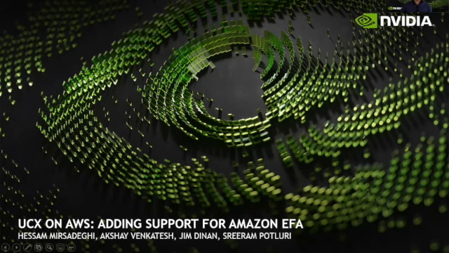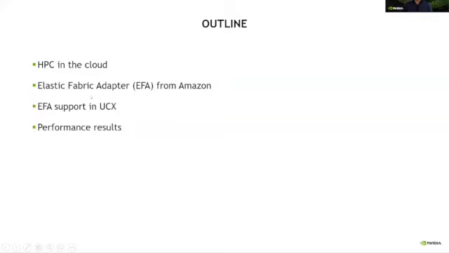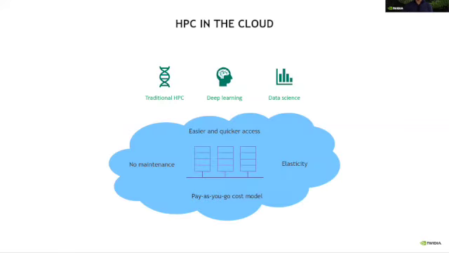Here's a short outline of my talk. I will first talk a little bit about HPC in the cloud, and then move on to explaining how the Elastic Fabric Adapter, or EFA, from Amazon helps HPC in the cloud. And then I will explain what we did for adding EFA support in UCX. And we will also see some related performance results.